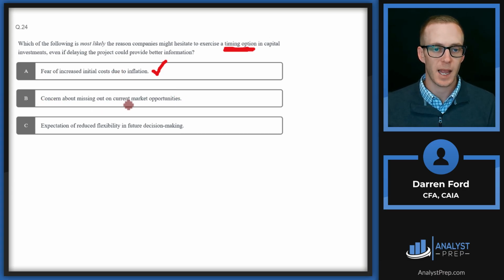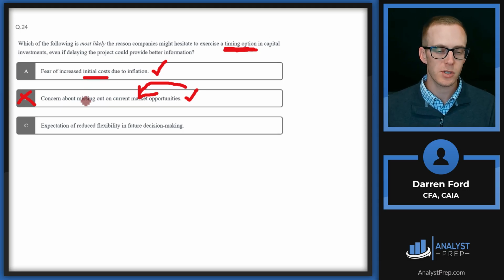B, concern about missing out on current market opportunities. This could also be a reason. However, I think it's normally less of a concern because this is not talking about delaying something for years and years. If you exercise this option and you delay, you can always get back in on things relatively quickly. So I would say that A is probably the better answer so far. B could still be a good answer, but A seems like the better answer.